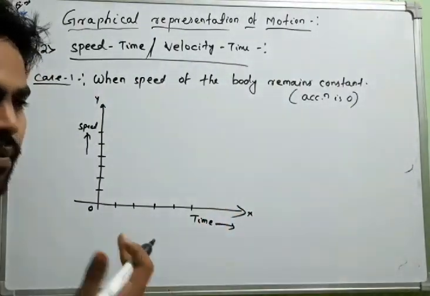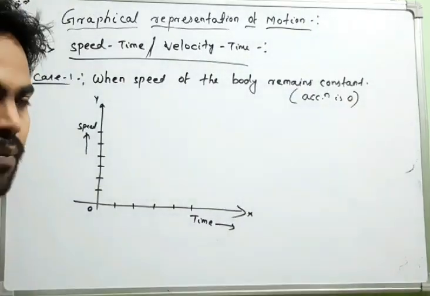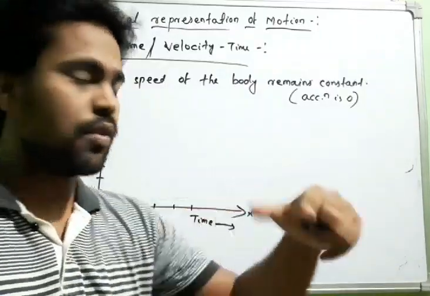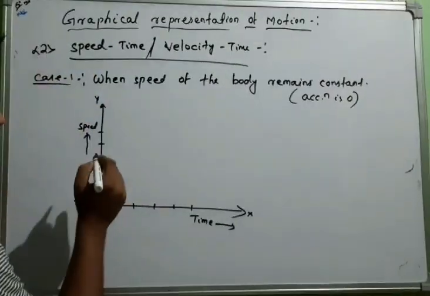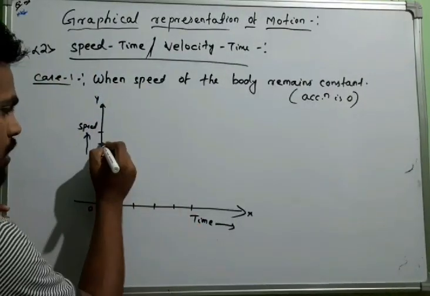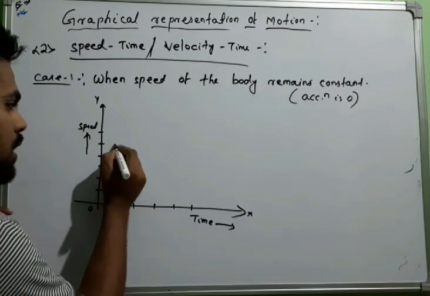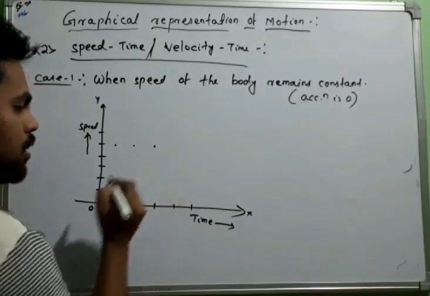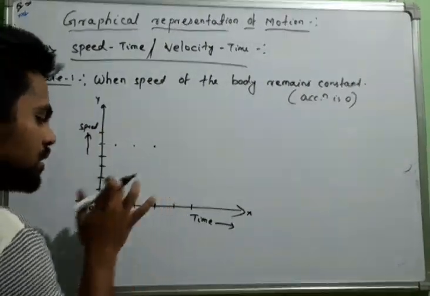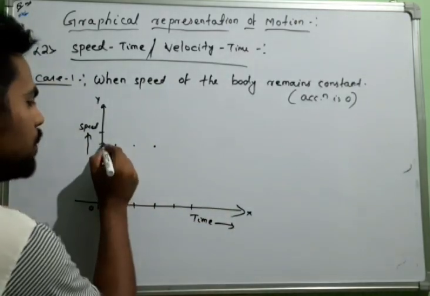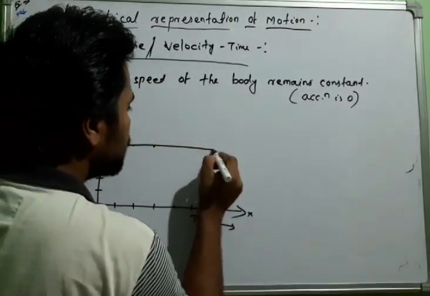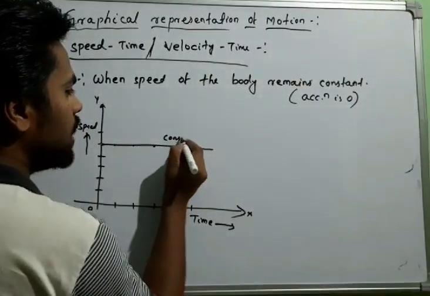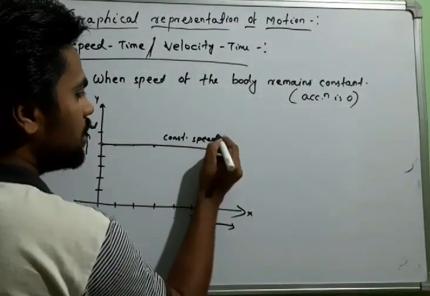So just see, here I'm writing the speed of the body remains constant. That means the speed never changes with respect to time. When time is increased, the speed never changes. That means speed is constant. At 1 second, if I take speed as 4 meters per second, then in 2 seconds also 4 meters per second, in 3 seconds also. So speed always remains constant with respect to time. That means the graph looks like this. This is constant speed.